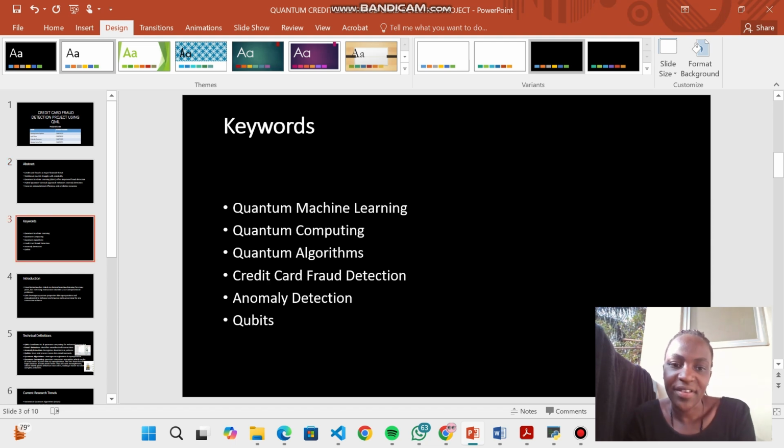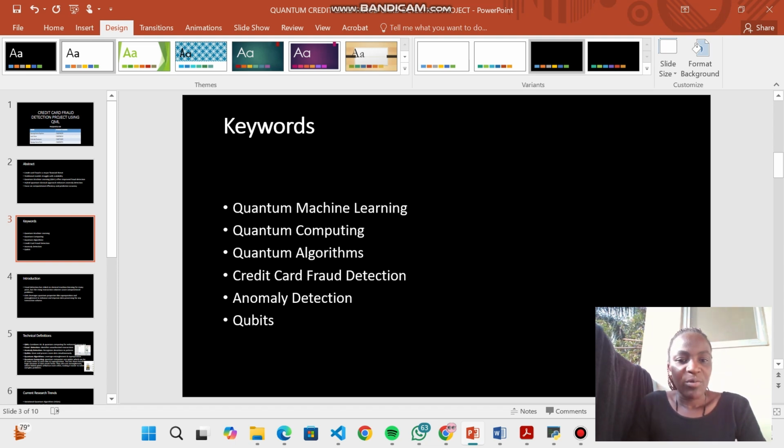So the keywords we have here are quantum machine learning, quantum computing, the algorithms, the qubits, which are basically quantum bits that represent the ones and zeros, but this time they can be in many states simultaneously. So they solve the issue of processing speed faster than normal computers because they focus on appearing in two states at once.